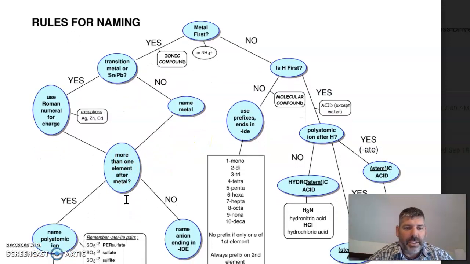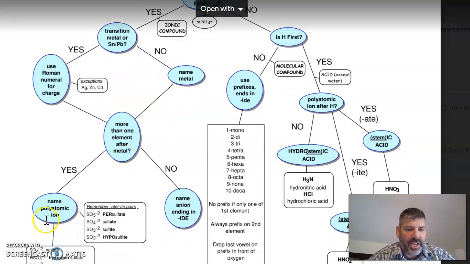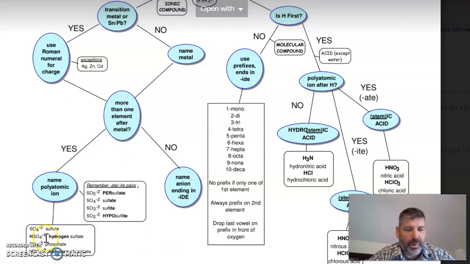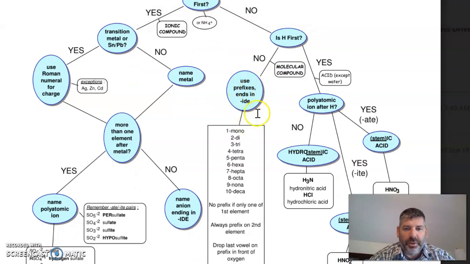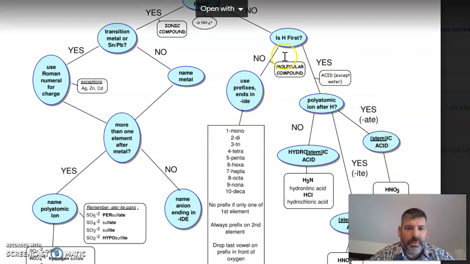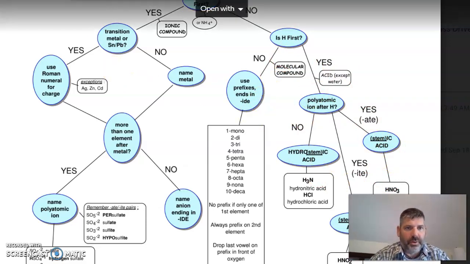After the metal, then you have to decide whether you have more than one element after. If the answer is yes, that means the polyatomic ions are in play. You use the back of your table. If the answer is no, you just have to use the anion name. Chlorine goes to chloride, fluorine goes to fluoride. If there is no metal first, then automatically you're using the prefixes. Again, no acid naming rules in play at this point, but this chart's such a useful tool, I wanted to share it with you to help get you guys off the ground.